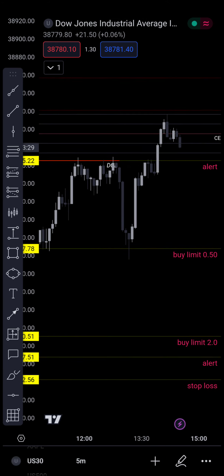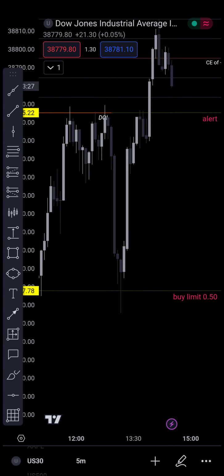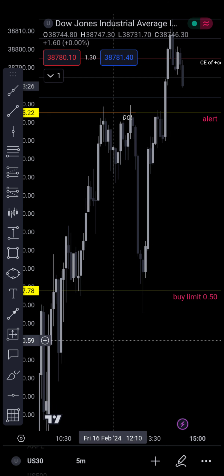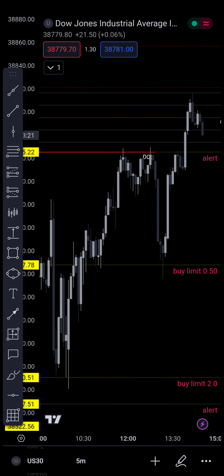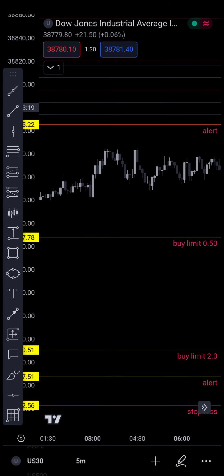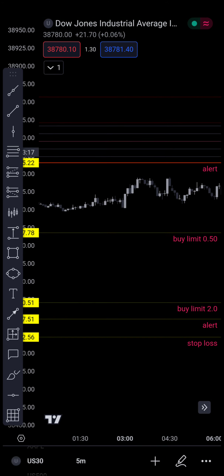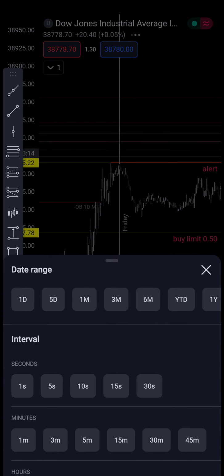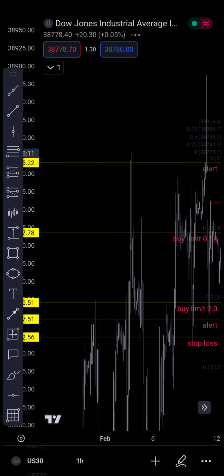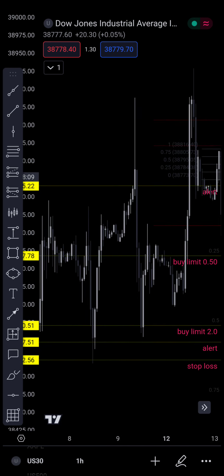Okay, so here's the draw on liquidity. Look at the bottom down there. This is Friday. Remember that candle closed on Thursday. Okay, so let's go over here. Hold on. Actually, let me go down to the 1 hour chart so it can look a little cleaner.